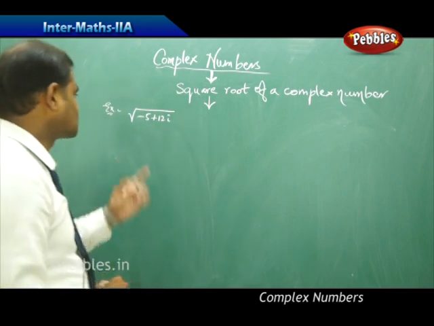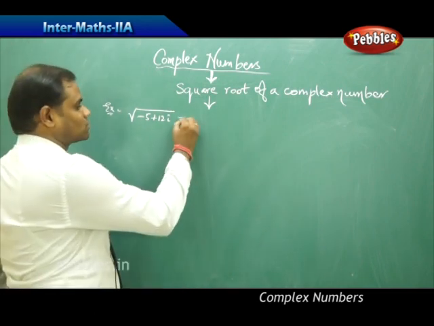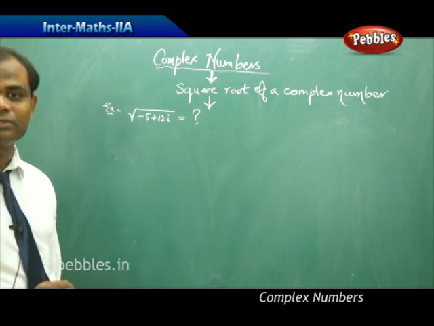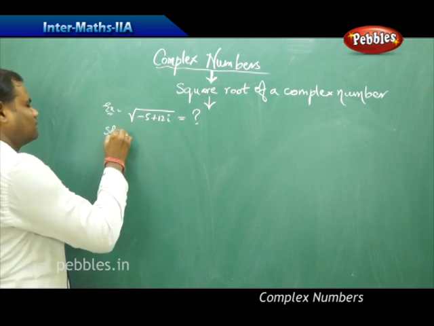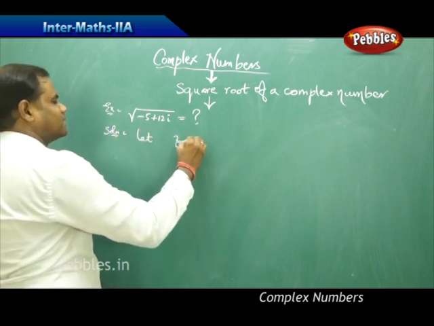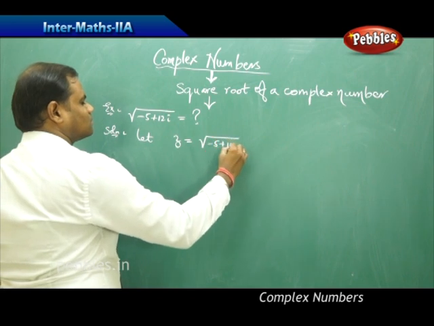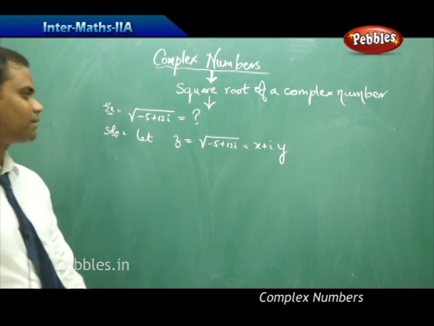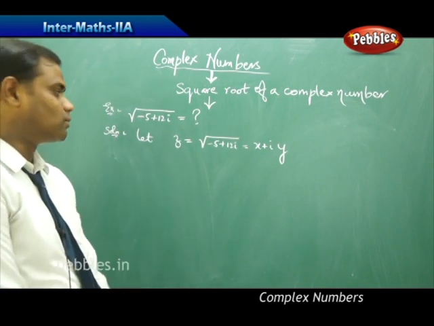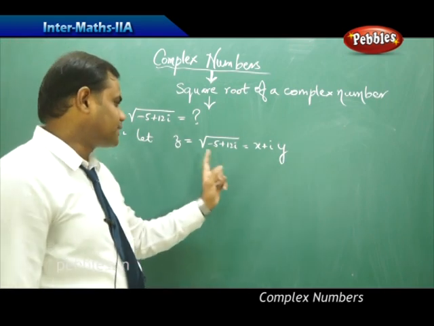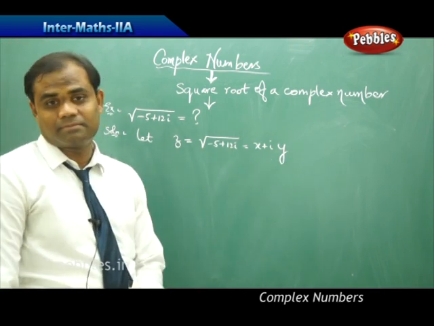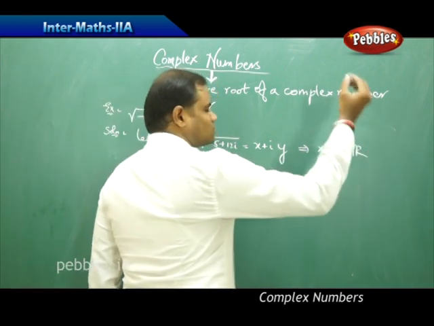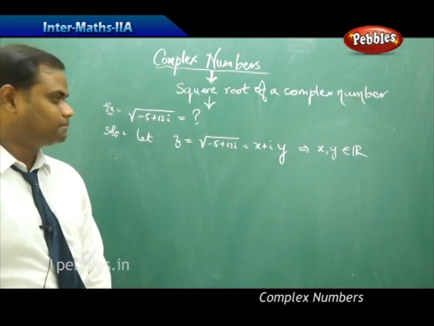Now how do I find the square root of this complex number is the biggest question here. In such problems where I have to find the square root, I always take this as, let z equal x + iy. Always when I want to find the square root, this is my most common step: I take the square root of a complex number as some x + iy. Then obviously x and y belong to real numbers.